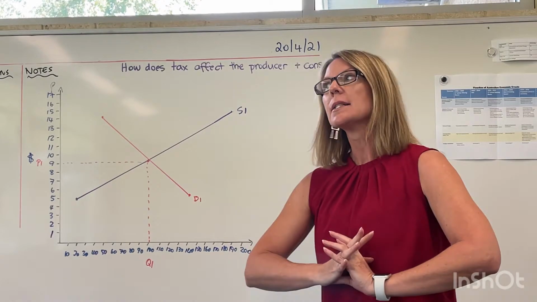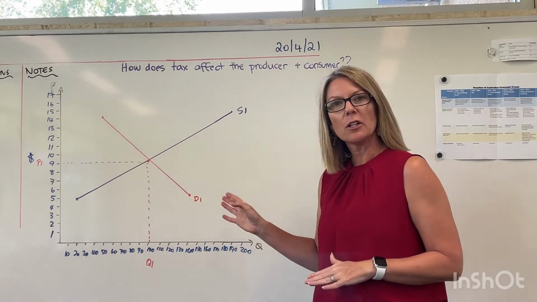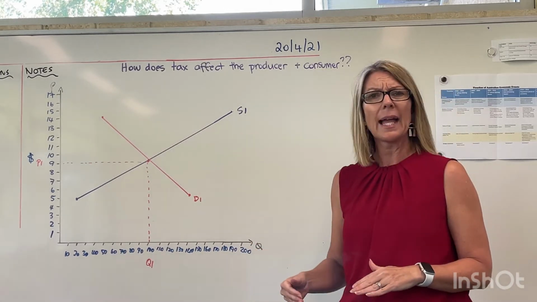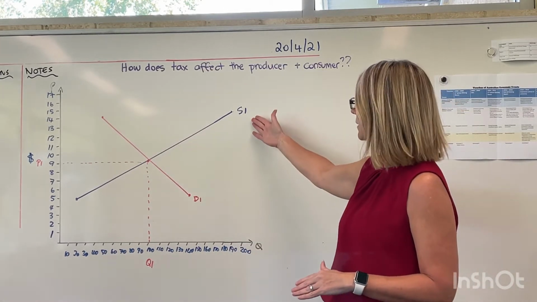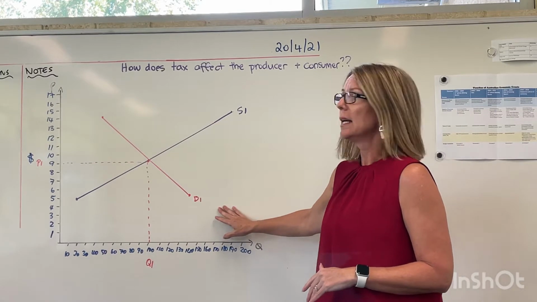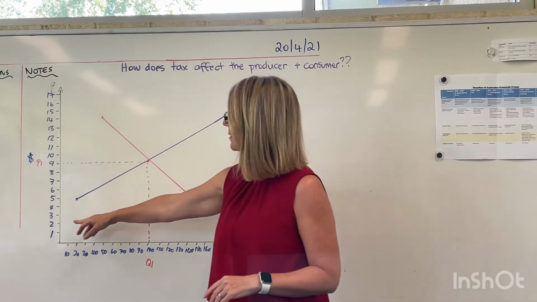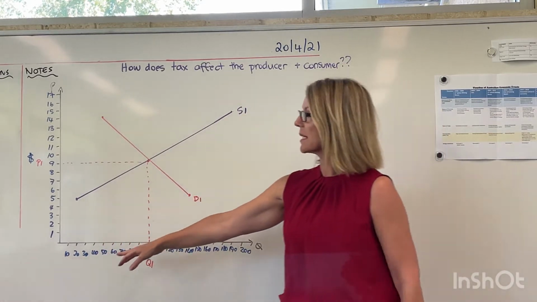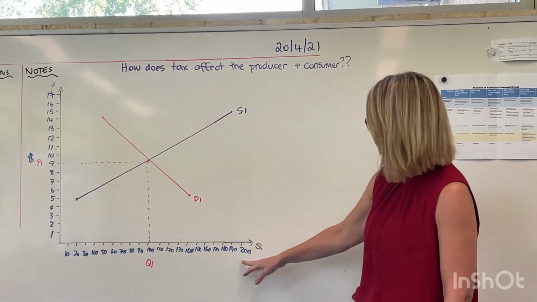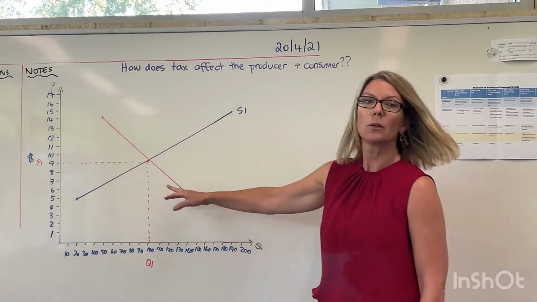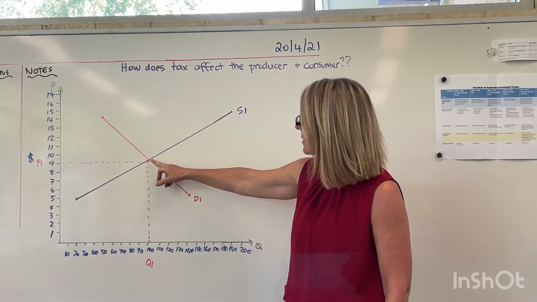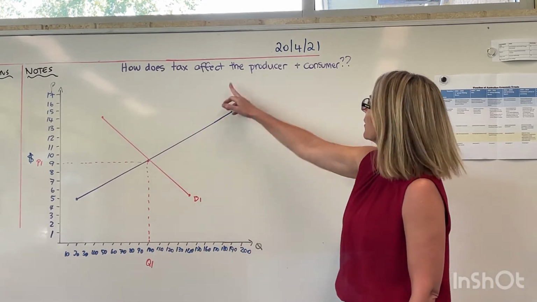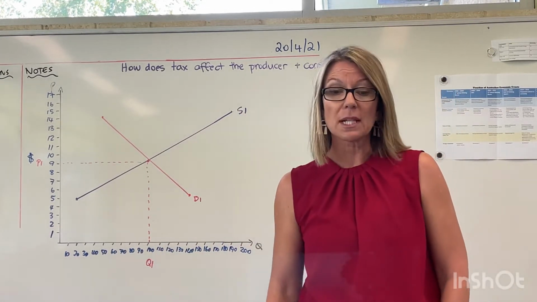Okay, so on the board I've already got a supply and demand graph drawn up, and it shows one supply line and one demand curve. We've got price going up by dollar units, and then quantity starting from 10 and going up all the way to 200. Our price equilibrium at the moment is $9, and the quantity equilibrium is 100. So the question is, how does tax affect consumers and producers?